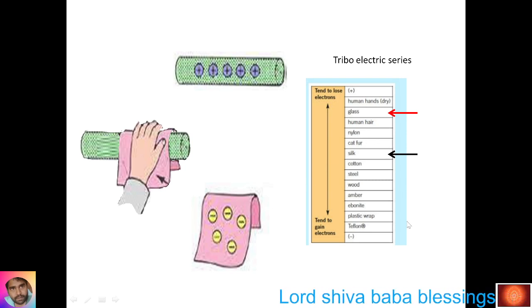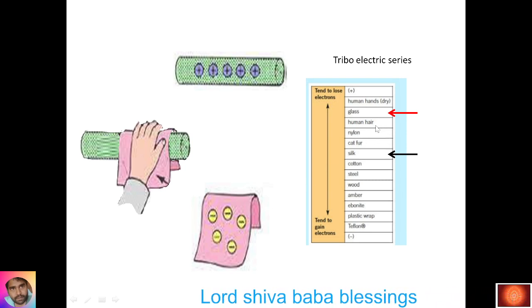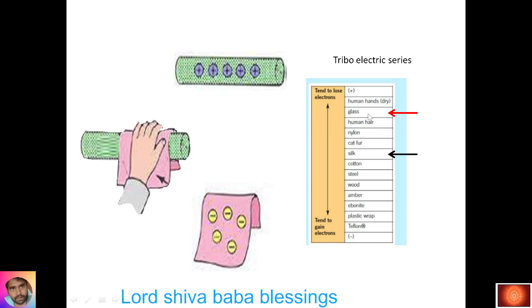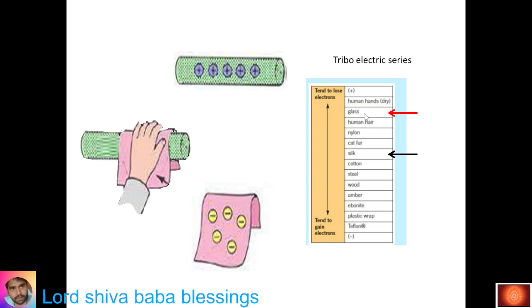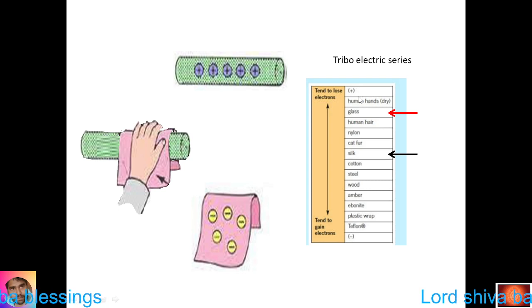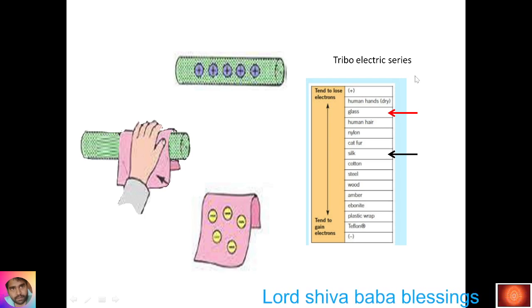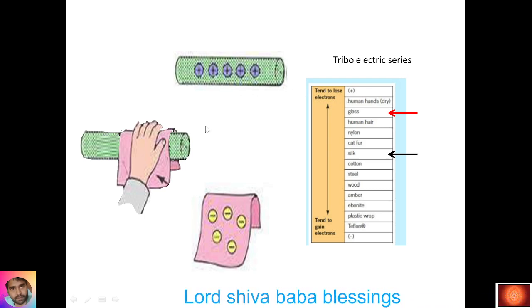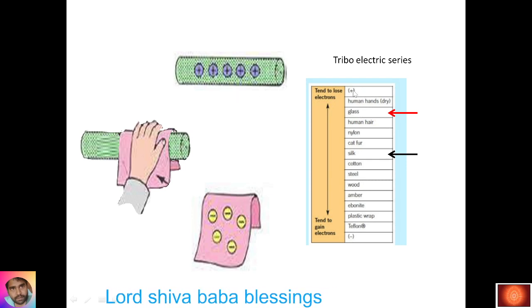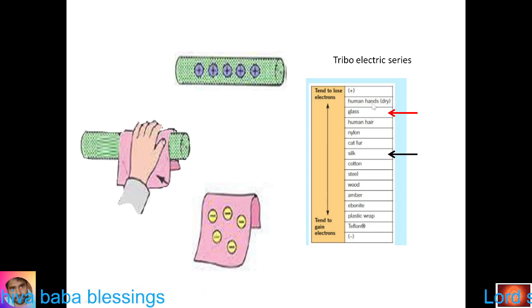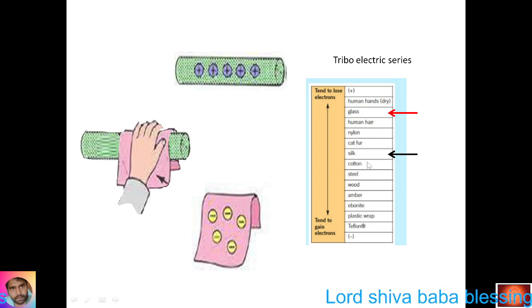So the silk becomes negatively charged. Similarly, if we rub glass against hair, again glass is at the top of the list, so it becomes positively charged and human hair becomes negatively charged. This series is called the triboelectric series. Whenever questions are asked about rubbing one object against another, we need to go by this table. Whichever is present higher in the list becomes positive and the object present at the bottom will be negatively charged.